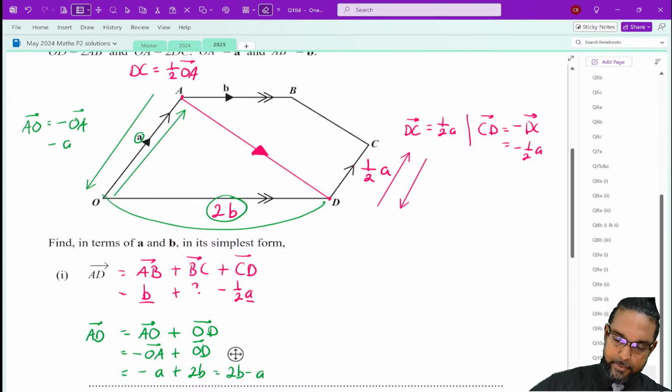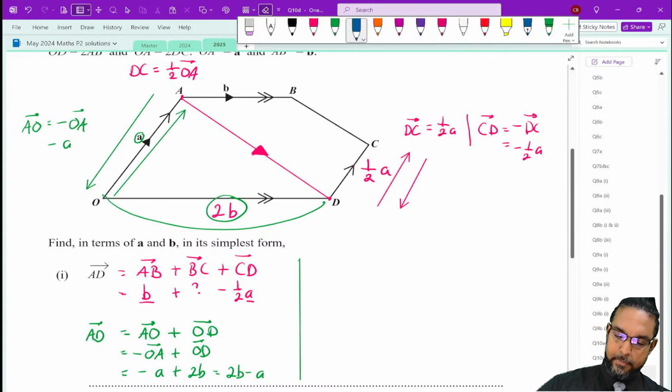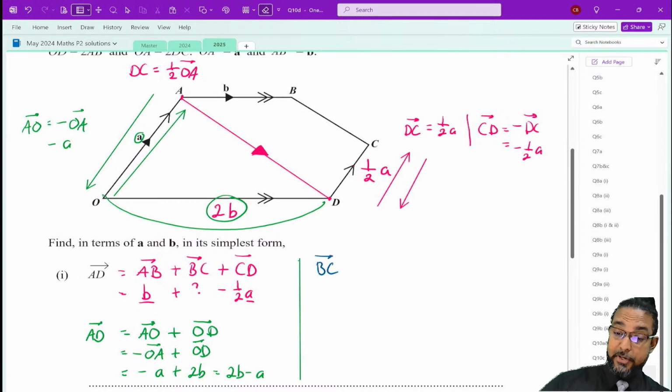Let's put a little separator line here. And now we want to work out BC. They actually want us to get a vector to go from point B to point C, that way.